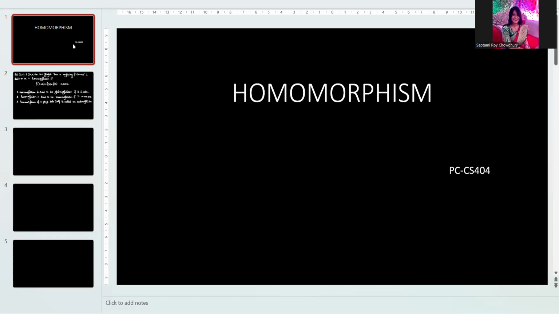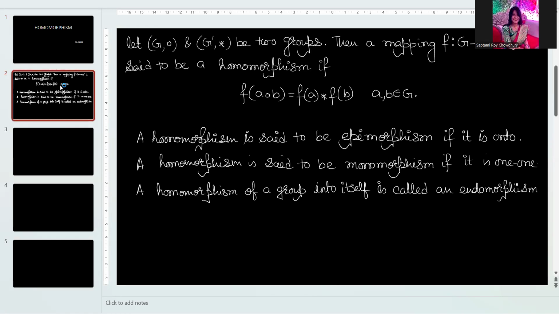So, starting homomorphism. This is basically a part of graph theory, group theory. What about the homomorphism? Here we write down the definition. Two groups are there. They have the specific binary operations. A mapping from G to G dash is said to be a homomorphism if this relation is satisfied.